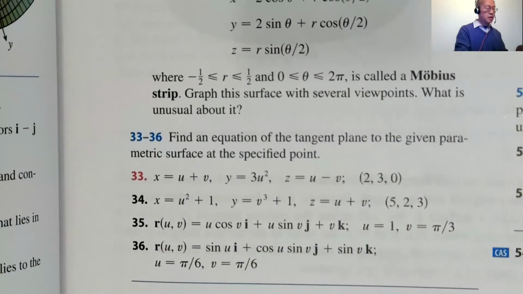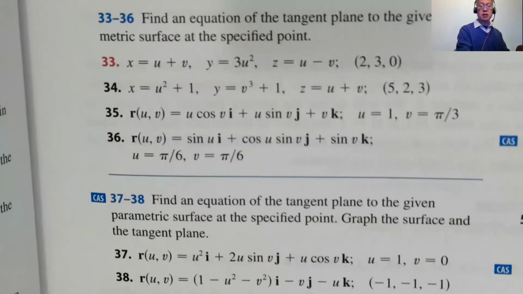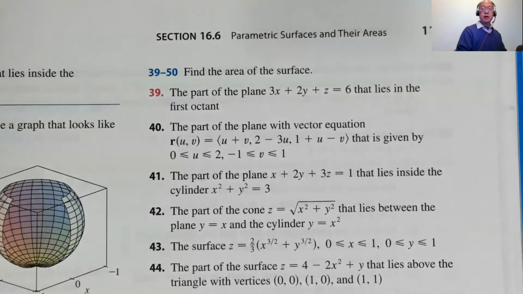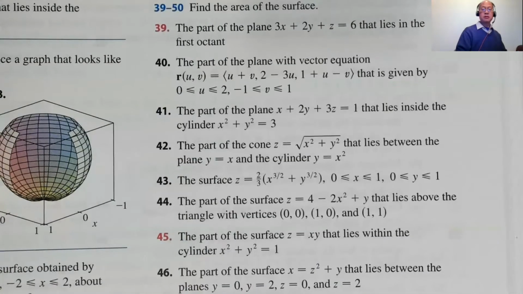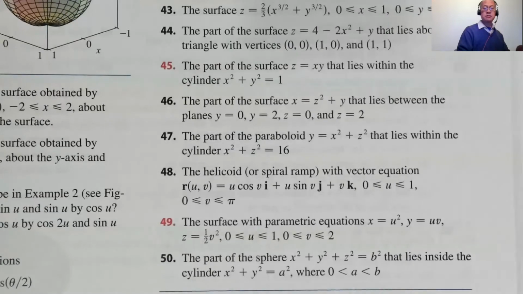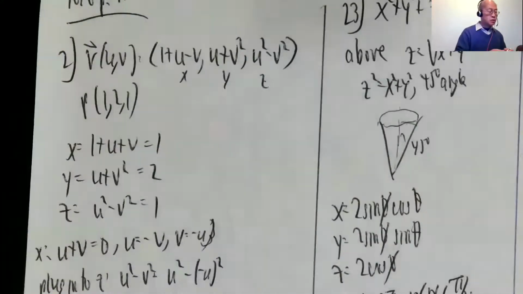Okay, tangent plane. Tangent plane. And some areas. All right. So problems 1 and 2.